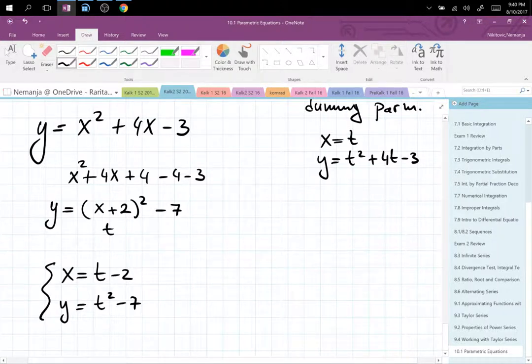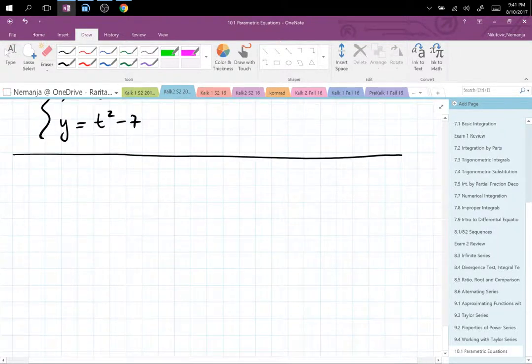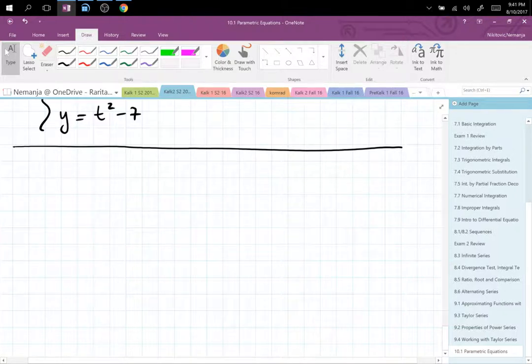So dummy parametrization is always possible, but it doesn't provide you wanted results, whereas parametrization done properly will change equations in your favor. So that's one thing that we need to know.